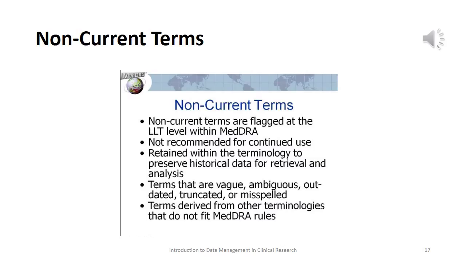During the course of our trial, we may encounter some non-current terms. These are just terms that we probably do not want to use. Non-current terms are flagged at the lowest level terminology within the dictionary. As I said before, they're not recommended for use. And these are going to be terms that are either vague or ambiguous. They might be misspelled for some reason. They might be truncated. They could be an abbreviation, for example. But we want to stay away from these non-current terms as much as we can.